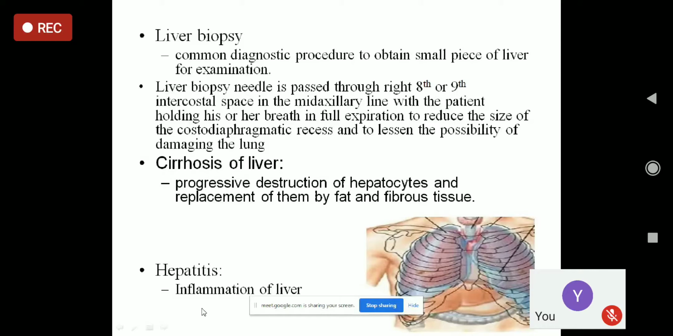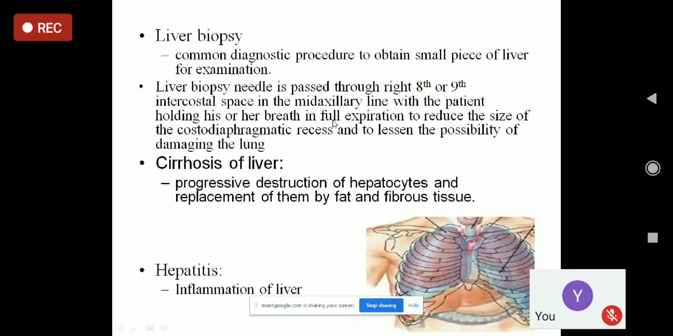And as I told you in the first slide, liver biopsy is done. It is a common diagnostic procedure to obtain a small piece of liver. So where is it done? In the ninth, don't say eighth, the ninth intercostal space in the midaxillary line, with the patient holding his breath in full expiration to reduce the size of the costodiaphragmatic recess, so that damage to the lungs is prevented.